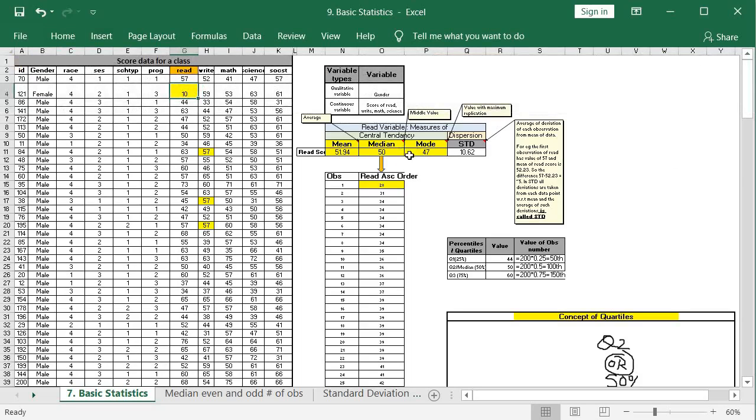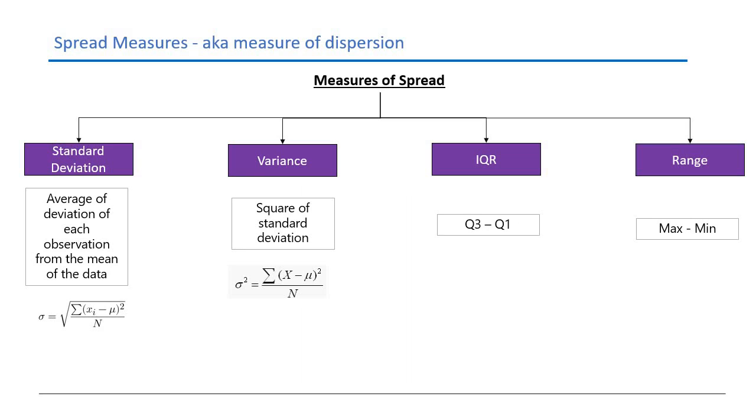However, the median was not impacted. Median is exactly the same. Now that we have discussed the range and interquartile range, let's talk about standard deviation. And variance would be similar to standard deviation.